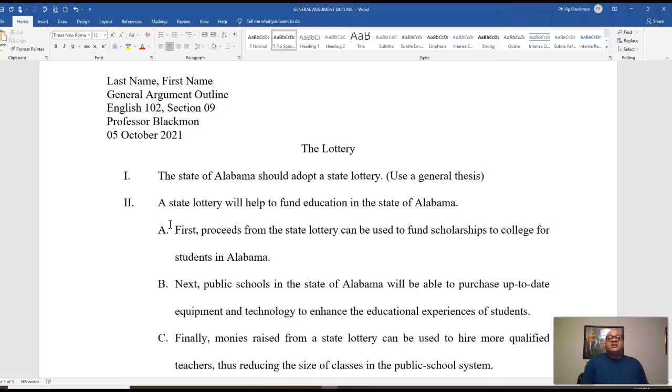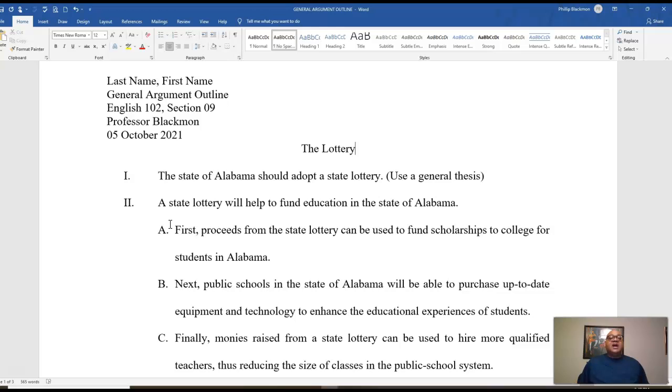So very quickly, let's do this. On the outline, what does the general outline contain? The general outline contains your thesis statement, your supporting sentences for your thesis statement, your supporting ideas for your topic sentences, your opposing view, your refute of your opposing view. So let's do this. Roman numeral number 1 is going to be your thesis statement.